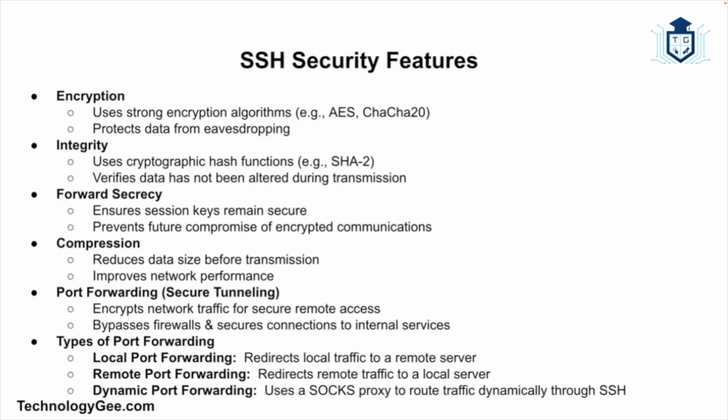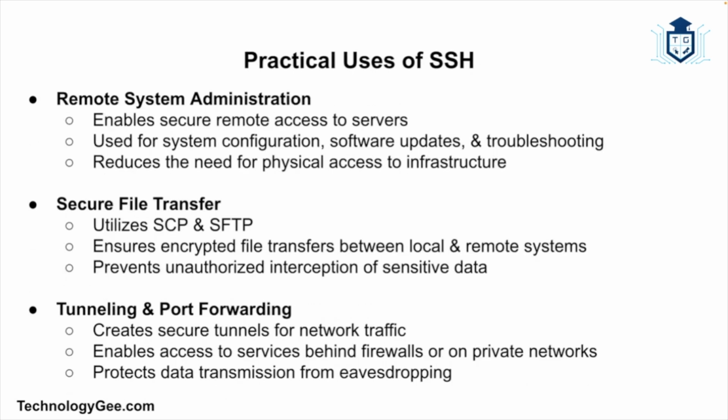All right, and let's quickly talk about some of the types of port forwarding. We have what is called local port forwarding, and this redirects traffic from a local port to a remote server. We have remote port forwarding. This redirects traffic from a remote port to a local server. And then we have what is called dynamic port forwarding, and this uses a SOCKS proxy to dynamically forward traffic through the SSH server.